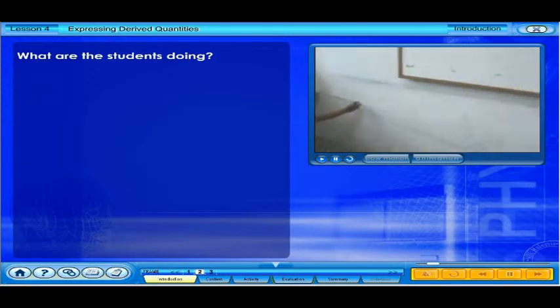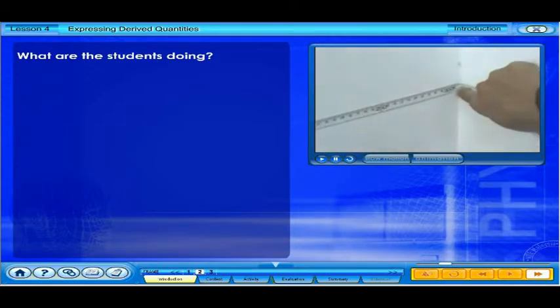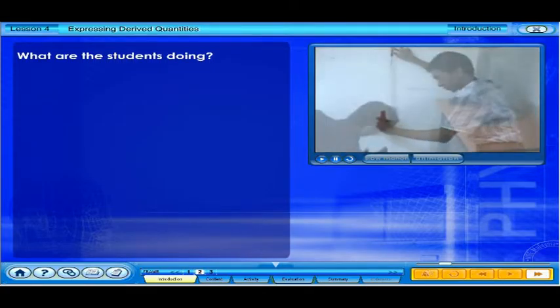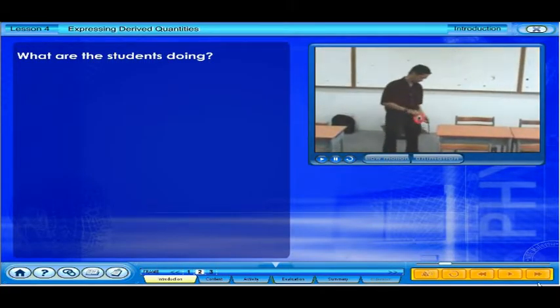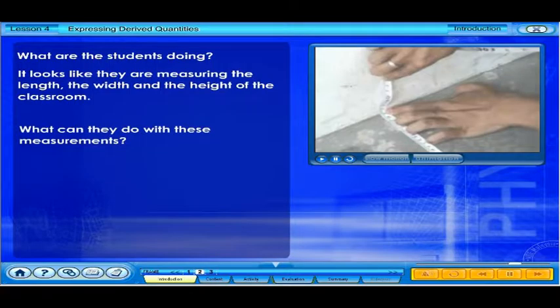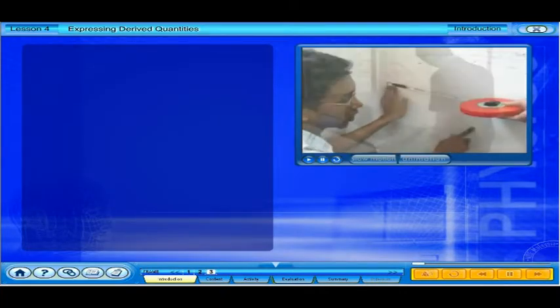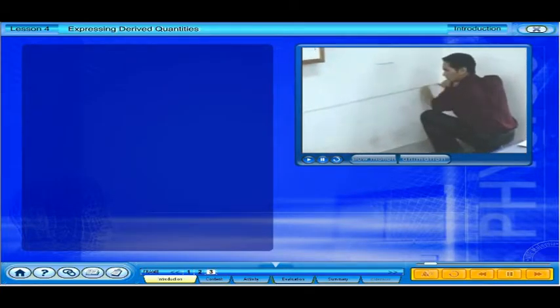What are the students doing? Yes, it looks like they're measuring the length, the width, and the height of the classroom. What can they do with these measurements? What can we calculate from the length, width, and the height of the classroom measured by the students?